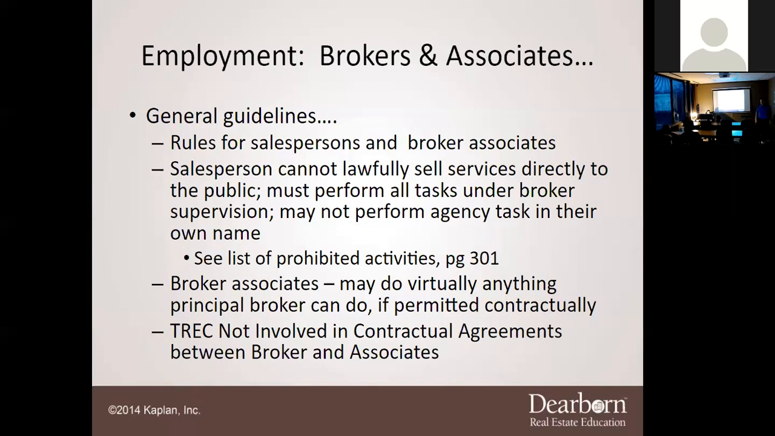What are you going to assume, Miss Linda, if he says he's the owner of Cody Wilson Realty? He's the broker, right? Are you the broker, Cody? No, your broker is, not you. So you cannot lawfully, and this is where it comes back to what we've been talking about before, expressed and implied, you cannot even imply you're the broker. If you imply you're the broker, you can lose your license. They must perform all tasks under the broker's supervision. They may not perform agency tasks in their own name.